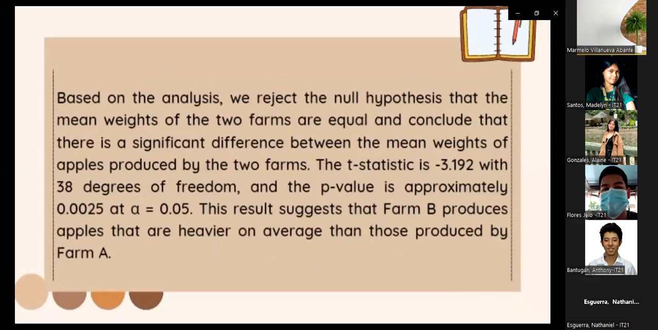Based on the analysis, we reject the null hypothesis that the mean weights of the two farms are equal and conclude that there is a significant difference between the mean weights of apples produced by the two farms. The t-statistic is negative 3.192 with 38 degrees of freedom, and the p-value is approximately 0.0025 at alpha equals 0.05. These results suggest that Farm B produces apples that are heavier on average than those produced by Farm A.